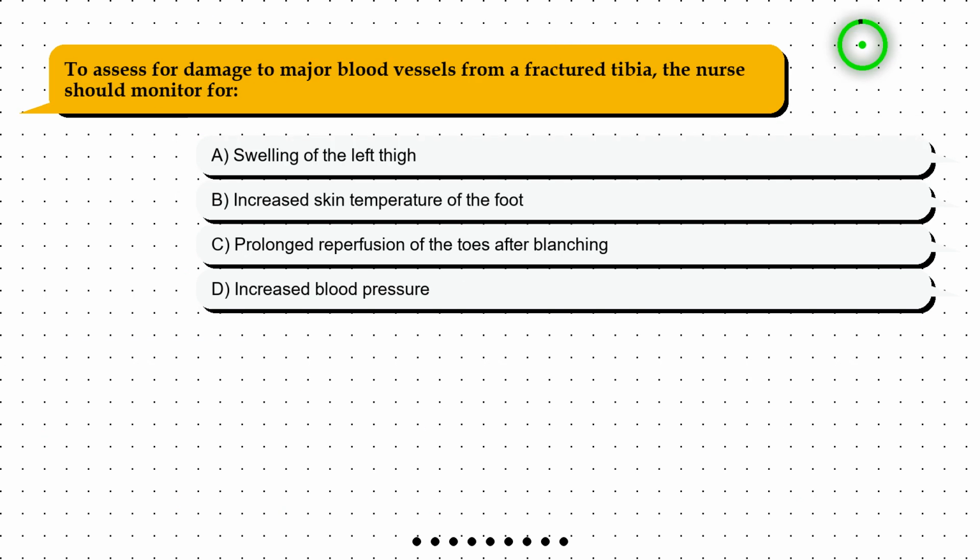Question 3. To assess for damage to major blood vessels from a fractured tibia, the nurse should monitor for: Option A, swelling of the left thigh. Option B, increased skin temperature of the foot. Option C, prolonged reperfusion of the toes after blanching. Option D, increased blood pressure.